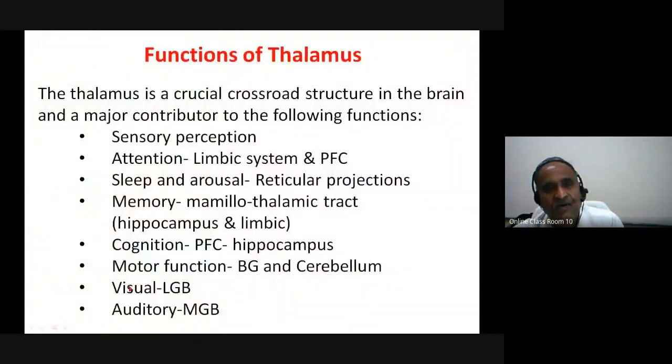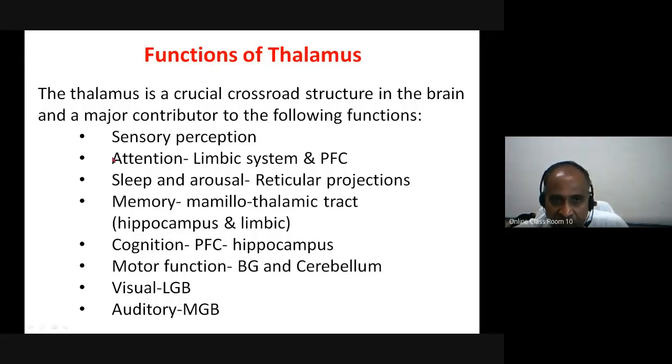Okay, now what are the functions of thalamus? It's a crucial crossroad structure in the brain, and it is a major contributor to the following functions. One, sensory perception, the sensation. Yes, it is included, excepting olfactory sensations.